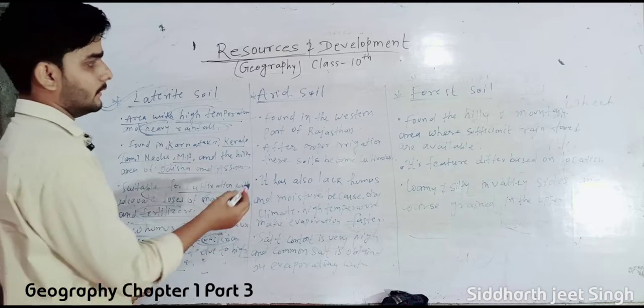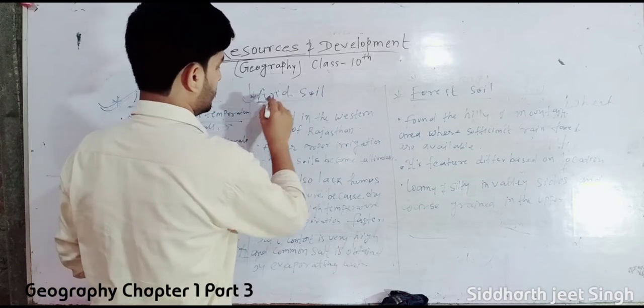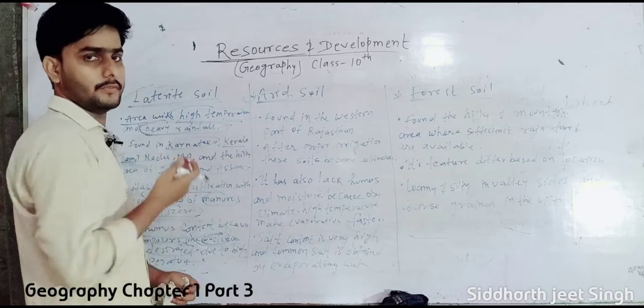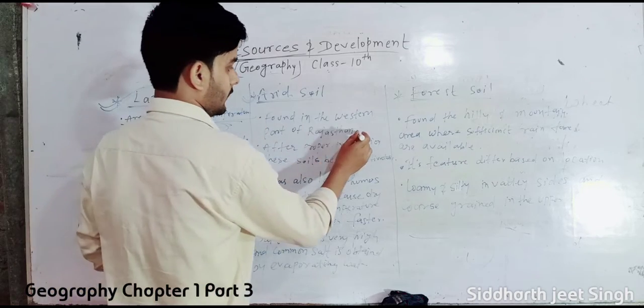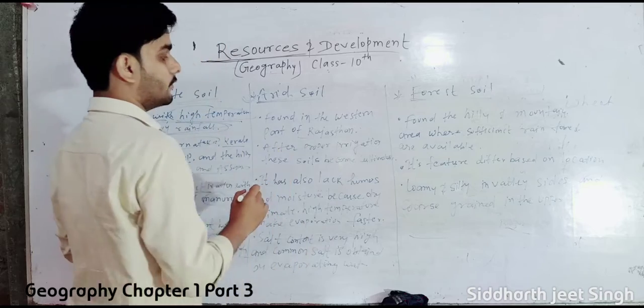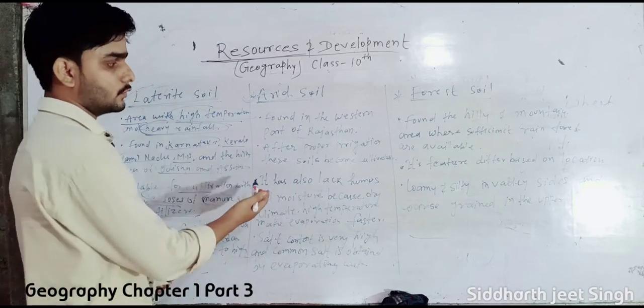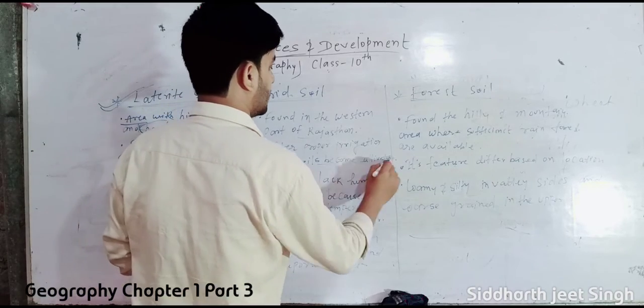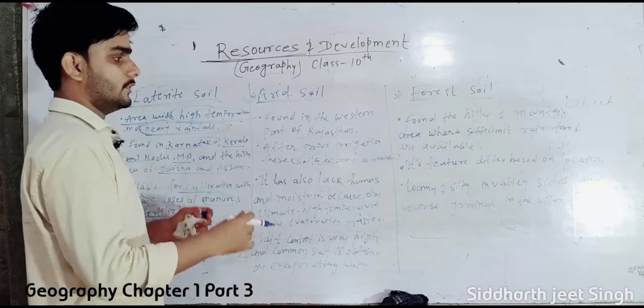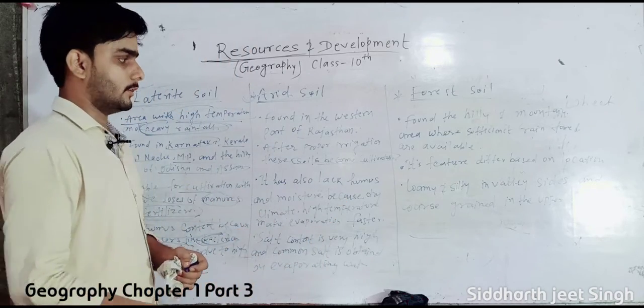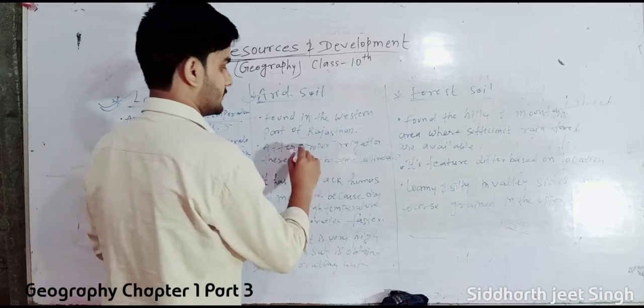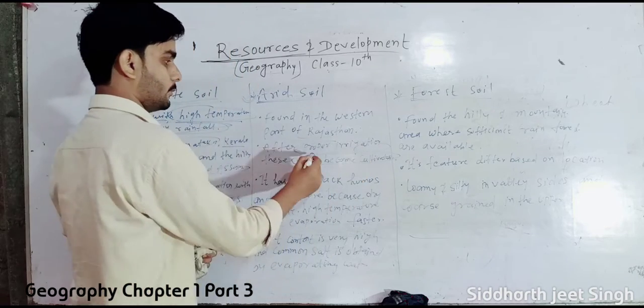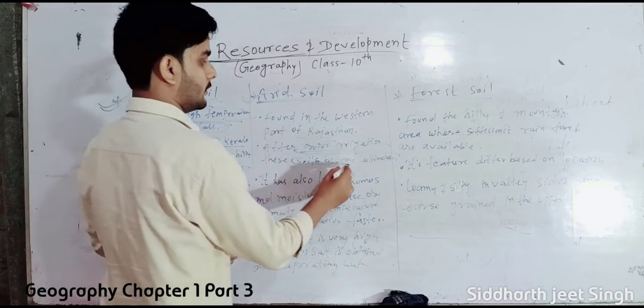And now we will see arid soil. It is found in the western part of Rajasthan. It is not mostly cultivable, but with the help of proper irrigation, this soil becomes cultivable.